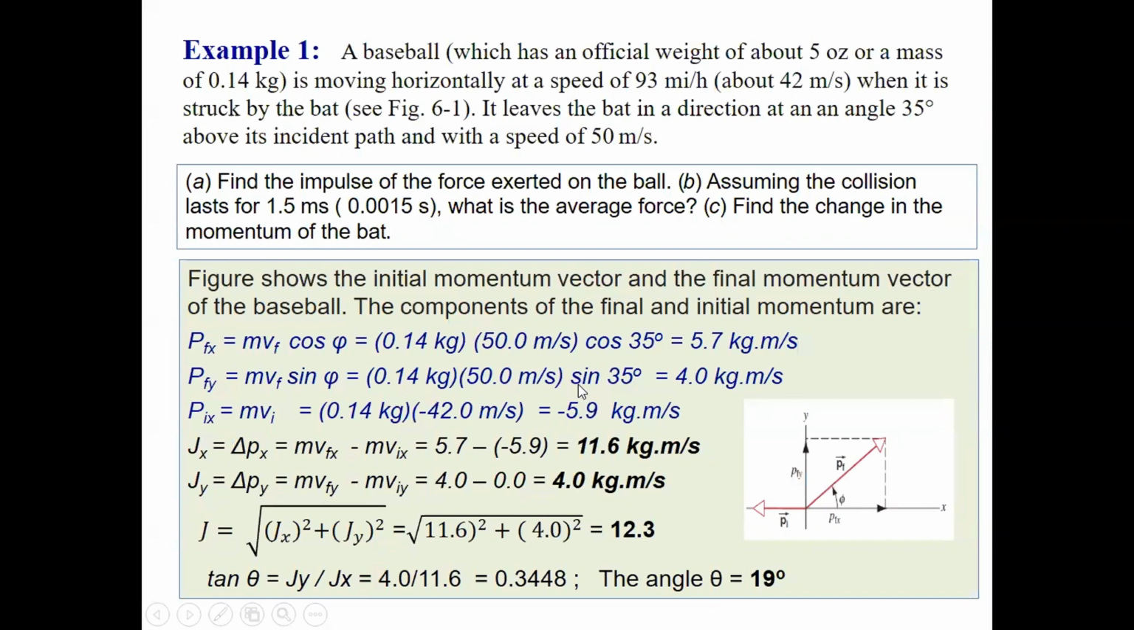Let us do one example of a baseball. A baseball is thrown, and it has an official weight of about 5 ounce, or a mass of 0.14 kg, which is moving horizontally at a speed of 93 miles per hour, which is approximately 42 meters per second.